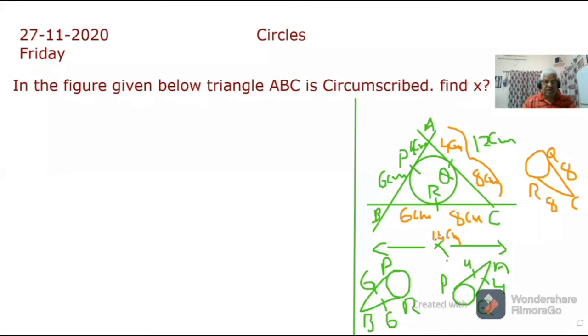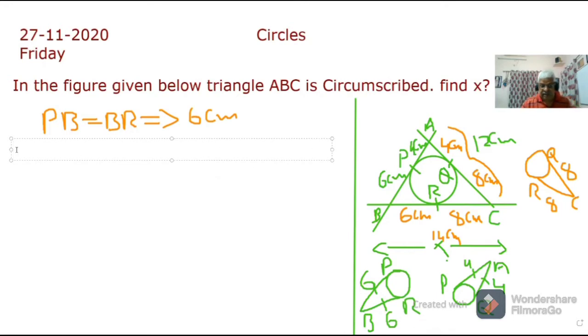How to write the steps and all here? First, watch the PB. Okay, dear children, observe. PB measurement will be equal to BR measurement. Both of them are equal to 6 centimeter. And the reason you have to mention, compulsory, the reason. Tangents drawn from the external point of a circle are equal.